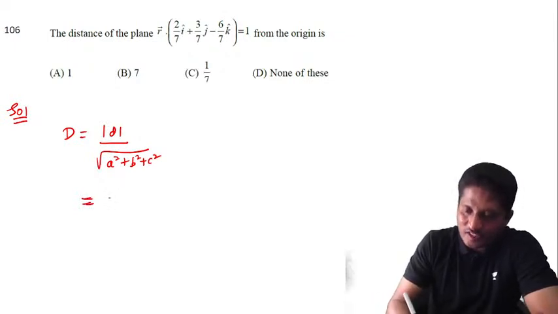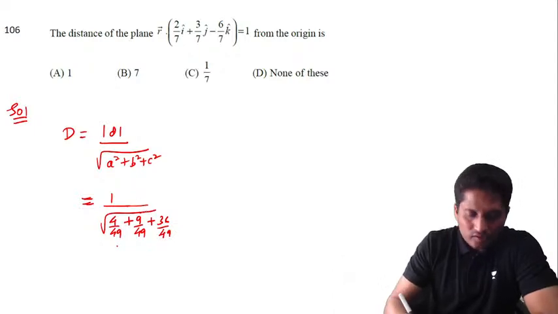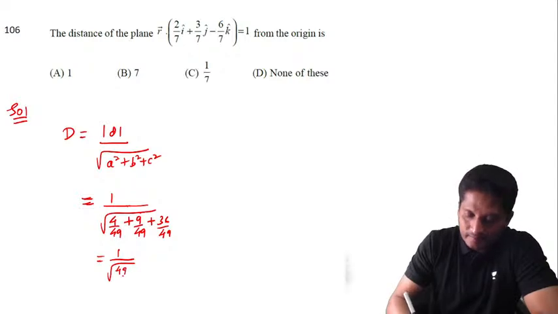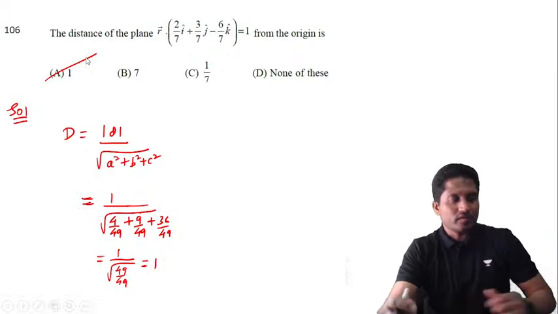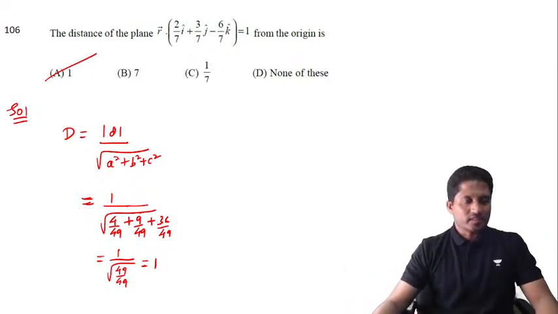All right, guys. So this is modulus of root of 4 by 49 plus 9 by 49 plus 36 by 49. So you get 1 divided by root of 49 by 49, which is equal to 1. So distance from the origin will be equal to 1. Okay, let's move to the next question.